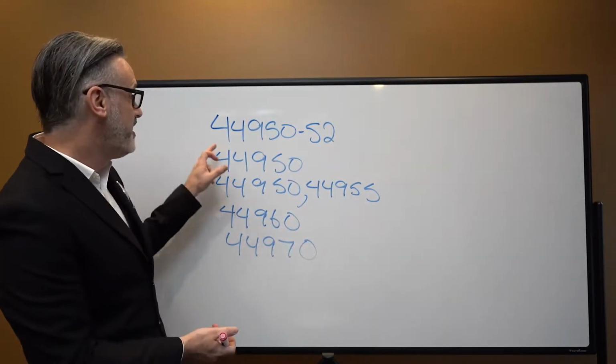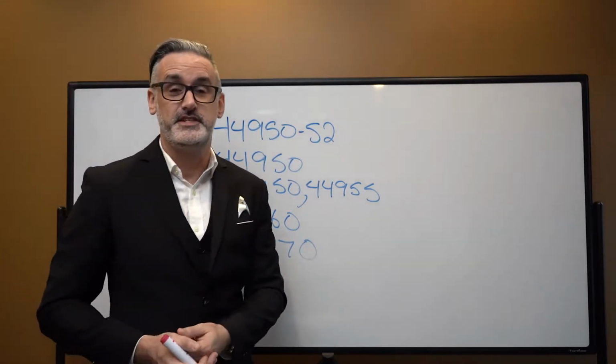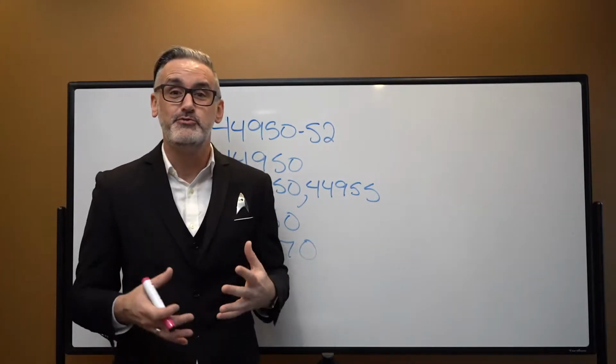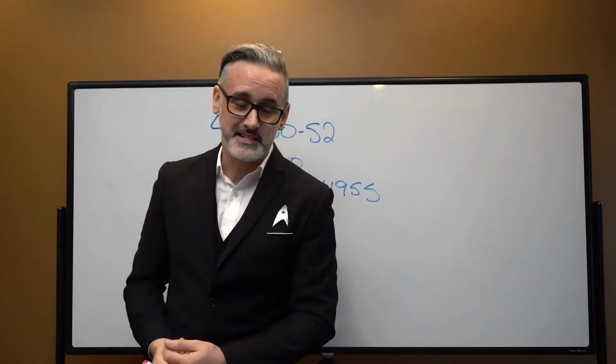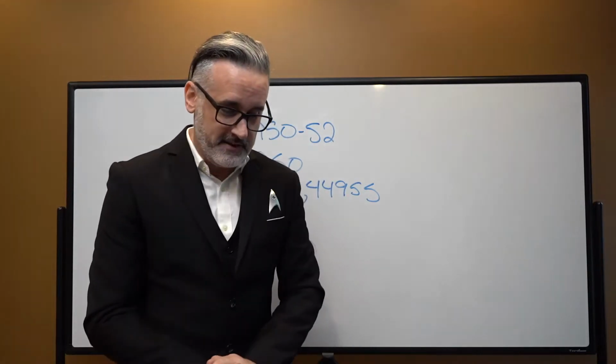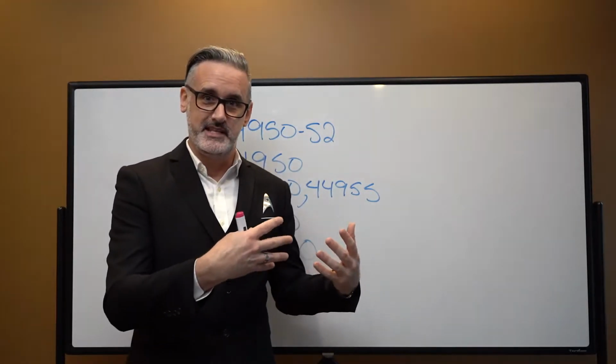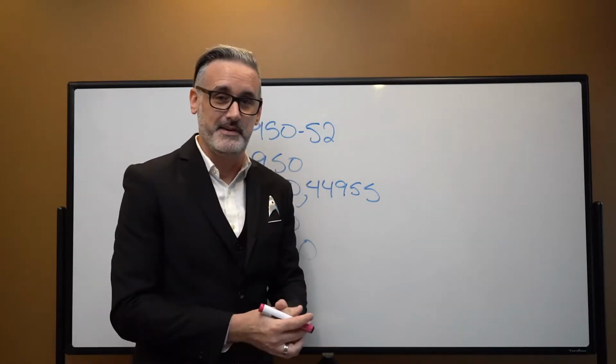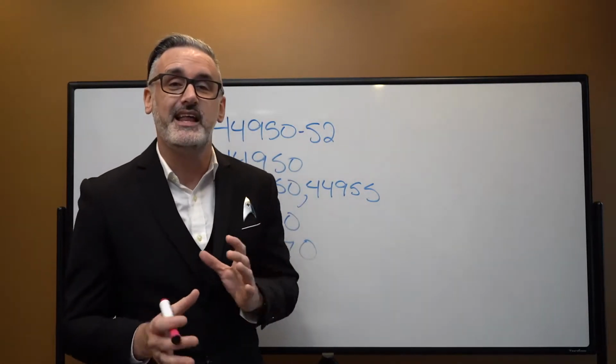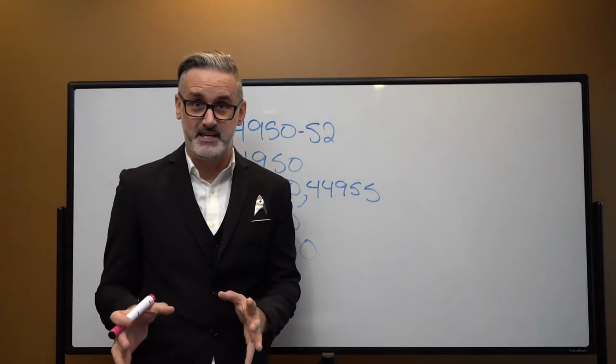So first we have 44950 modifier 52. Remember, modifier 52, reduced services. So looking in the CPT book, 44950 appendectomy, so appendectomy, appendix, and then ectomy, excision, we're taking out the appendix. But again, the guidelines are the key here when we're coding appendectomies.